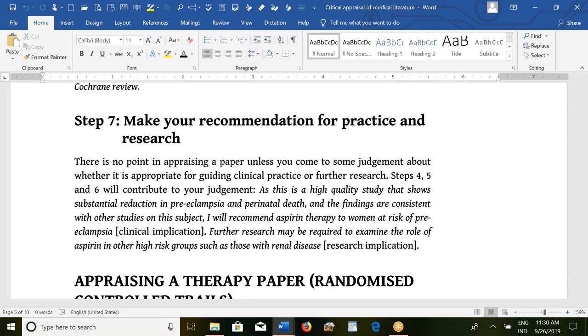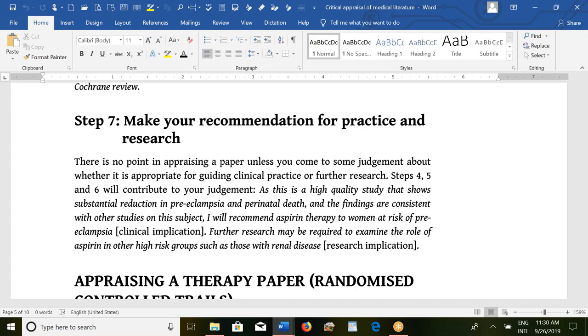And how you will tell the examiner, you will say, as this study is a high quality study and it shows substantial reduction in preeclampsia and perinatal death, and the findings are consistent with other studies on this subject, I will recommend aspirin therapy to women at risk of preeclampsia.